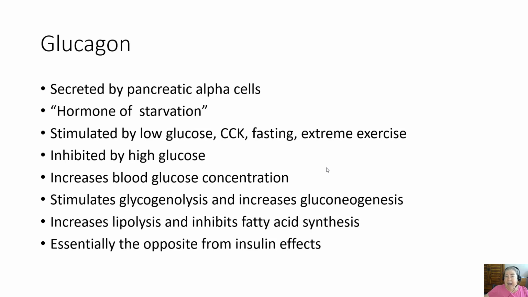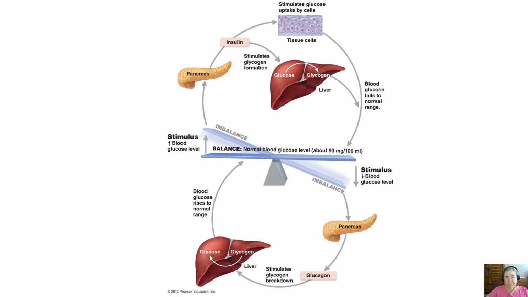In an opposite effect of insulin, glucagon stimulates glycogenolysis, the breakdown of that storage carbohydrate, and increases gluconeogenesis, or the production of new glucose molecules from lipids and amino acids. It increases the breakdown of fat and inhibits the synthesis of fatty acids from glucose, and all of these are essentially the opposite of insulin's effect.